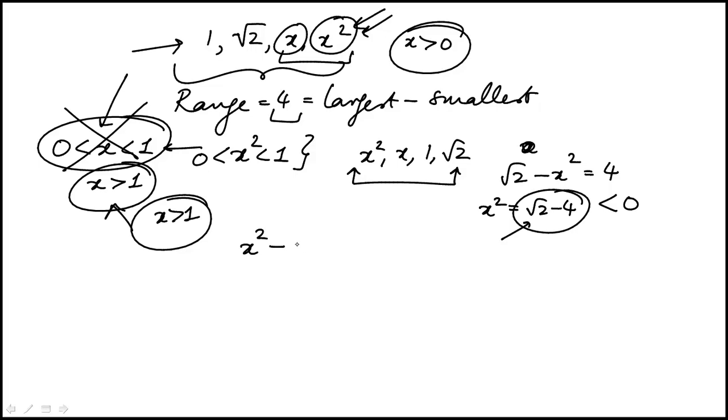So having established that, we know that the range, which is the difference between the greatest number, x squared, and the least, which is 1, because root 2 is greater than 1, must be equal to 4, which means x squared is equal to 5, or x is equal to square root of 5. And what that means is that the value of x is root 5, which is greater than 2.